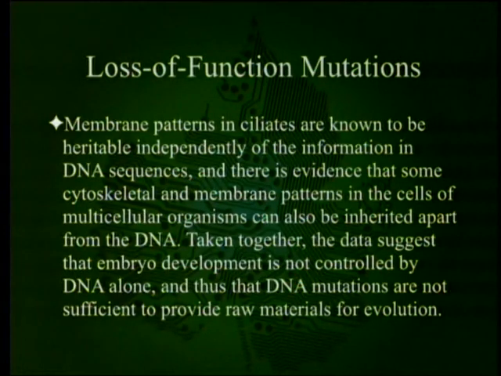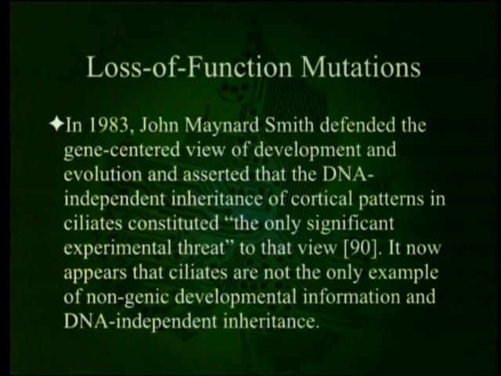Membrane patterns in ciliates are known to be heritable independently of the information in DNA sequences. And there is evidence that some cytoskeletal and membrane patterns in the cells of multicellular organisms can also be inherited apart from the DNA. Taken together, the data suggests that embryo development is not controlled by DNA alone, and thus the DNA mutations are not sufficient to provide raw materials for evolution. It's got to be more.